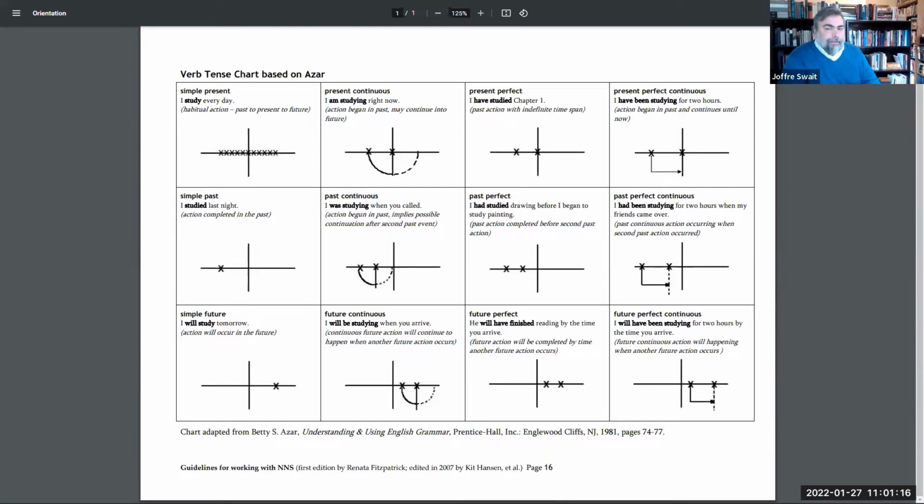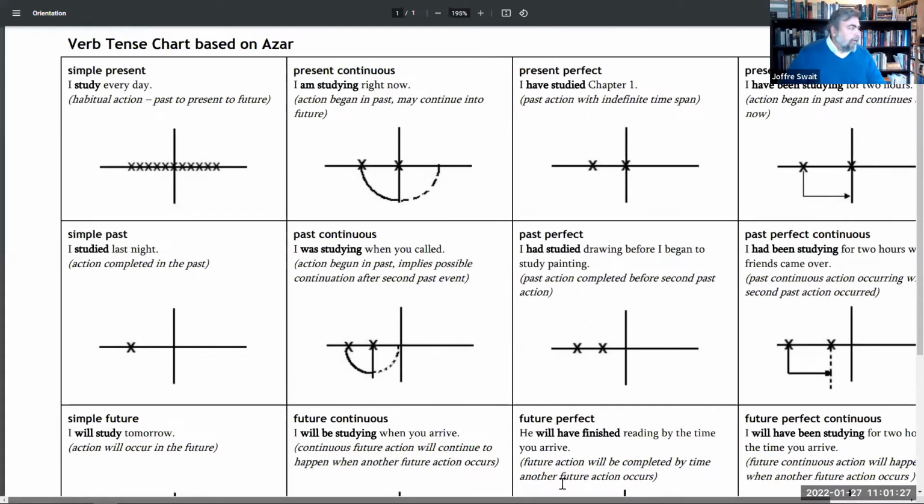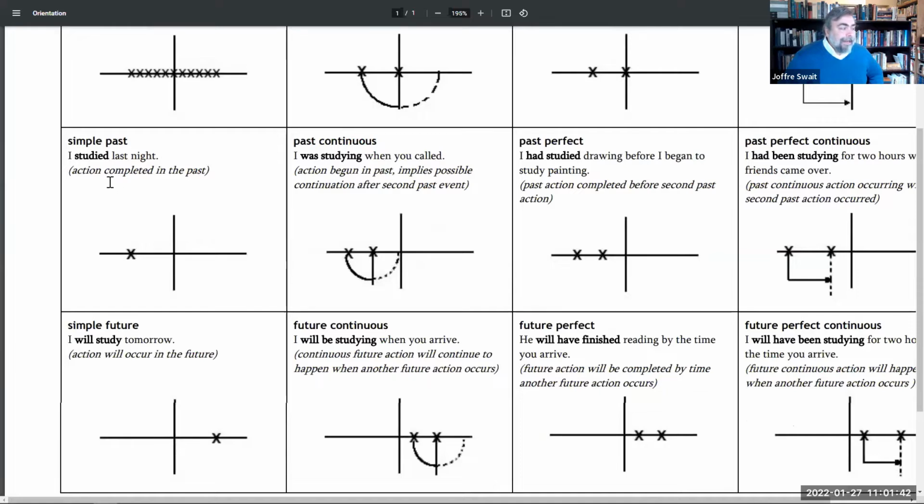But it's good to be able to visually conceive of what certain tenses are doing. So if we look closely at, say, the simple present, I study every day, we can see that we usually use it for habitual action, past to present to future. So all these X's are when this could be happening. With a simple past, it's I studied last night. It's an action completed in the past. There's that little X saying it's over.